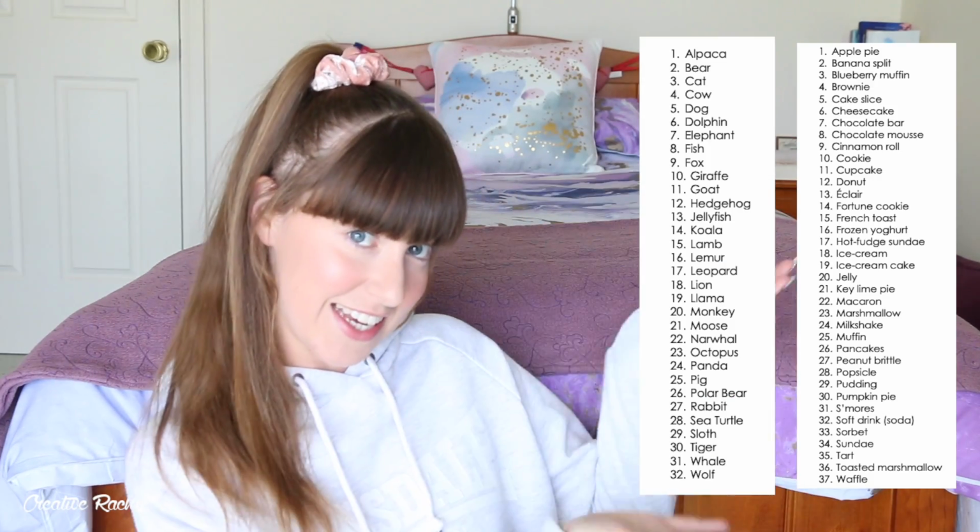It's Rachel, and in this video I'm going to be doing the random number generator challenge where I use the number generator on Google to find a random number, and in doing so I pick an animal and a dessert from these lists here. And then once I have my animal and my dessert, I then have to combine those two things, nouns, ideas, to make a polymer clay charm.